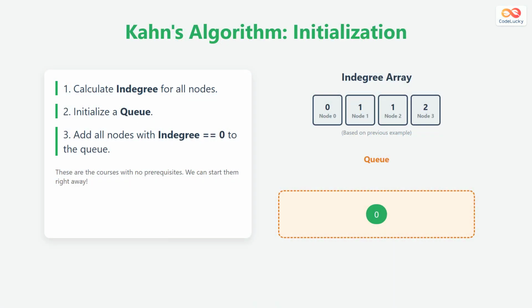We will use Kahn's algorithm, which is a breadth-first search approach to topological sorting. First, we calculate the Indegree for every course. Then, we initialize a queue and add all courses that have an Indegree of 0. These are our starting points. If there are no courses with Indegree 0, we can't even start, which immediately tells us there is a cycle.